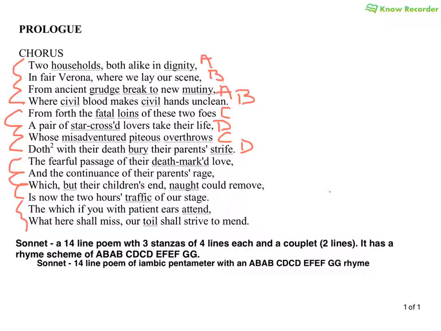Beginning a new rhyme in our third stanza, we're going to give love an E. We're going to give rage an F. They don't rhyme with anything that comes before it. Love and remove, kind of forcing that rhyme there, but we do have that E rhyme scheme. And of course, stage and rage rhyme. Your couplet or your turn in any Shakespearean sonnet is always going to have the same end rhyme, GG.